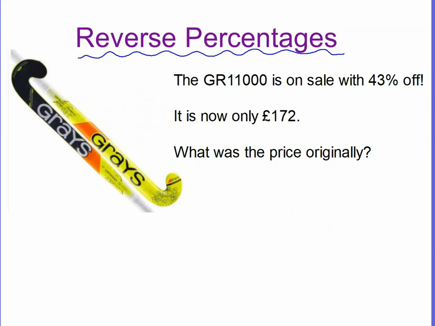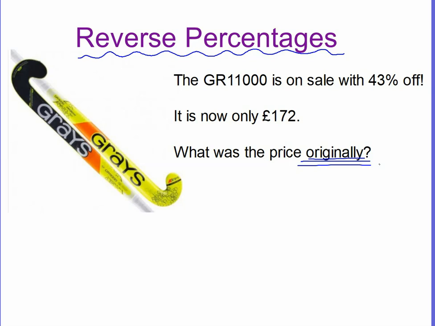So we've got a delicious looking hockey stick here, the Grays GR 11000 Pro Bow. It's on sale. This is a legitimate advert. It's 43% off. It's now only £172. If you're not a hockey player, you might be like, crikey, what idiot's going to pay that on a hockey stick? Me. Right? I'm that idiot. Now, what was it originally? And this is how you identify reverse percentage. They quite often use the word originally, or they can dress it up in different words like, what was it before this happened? Okay?